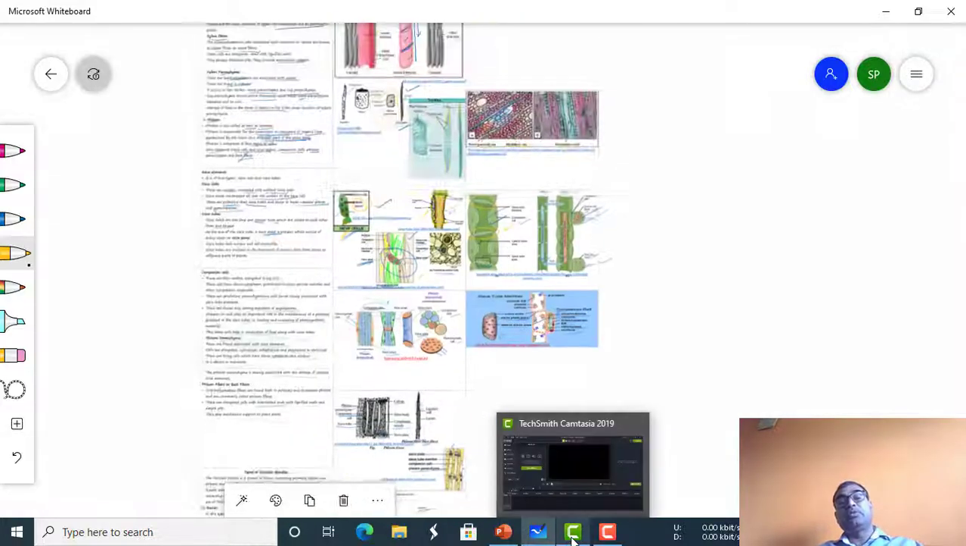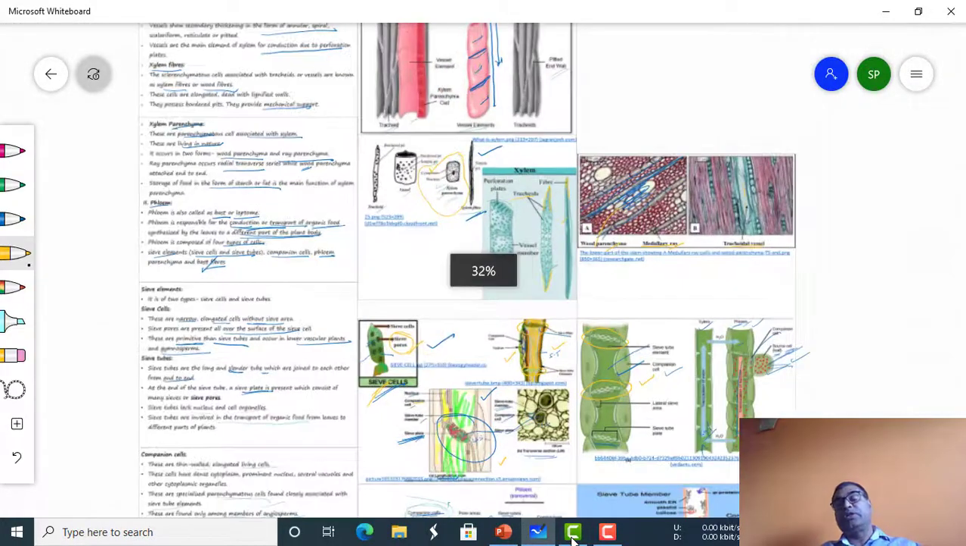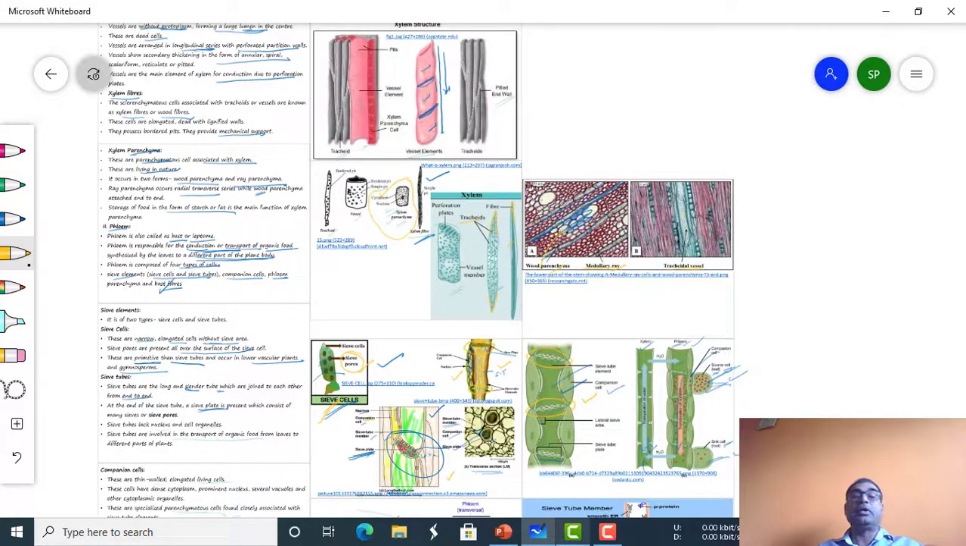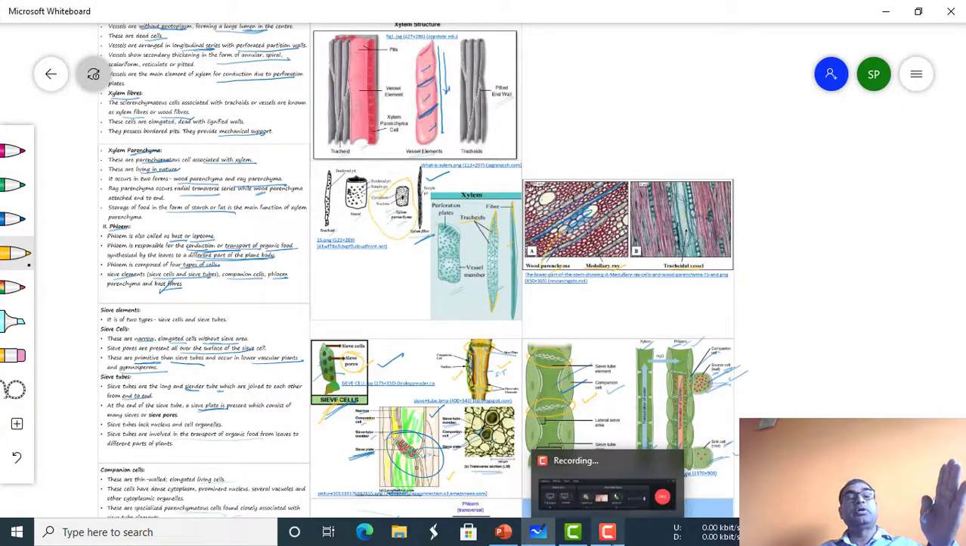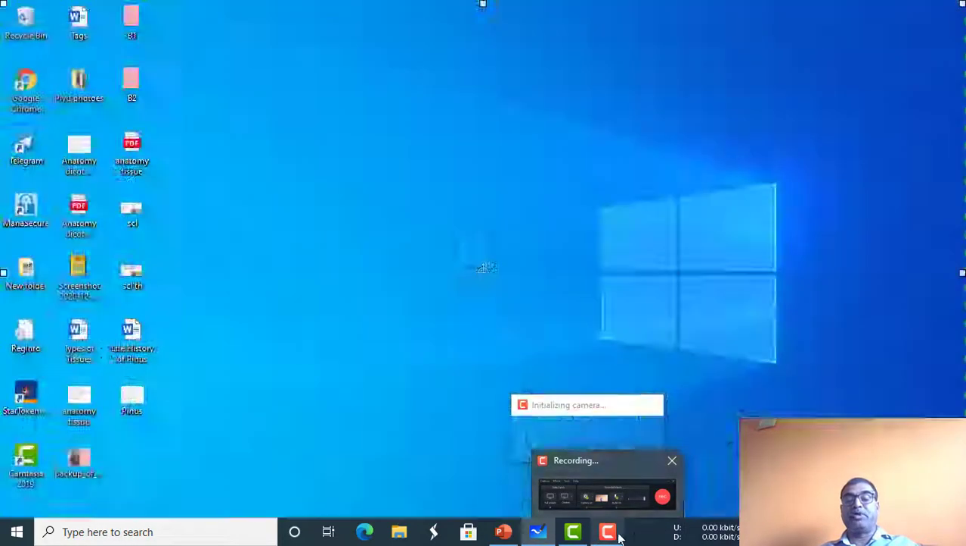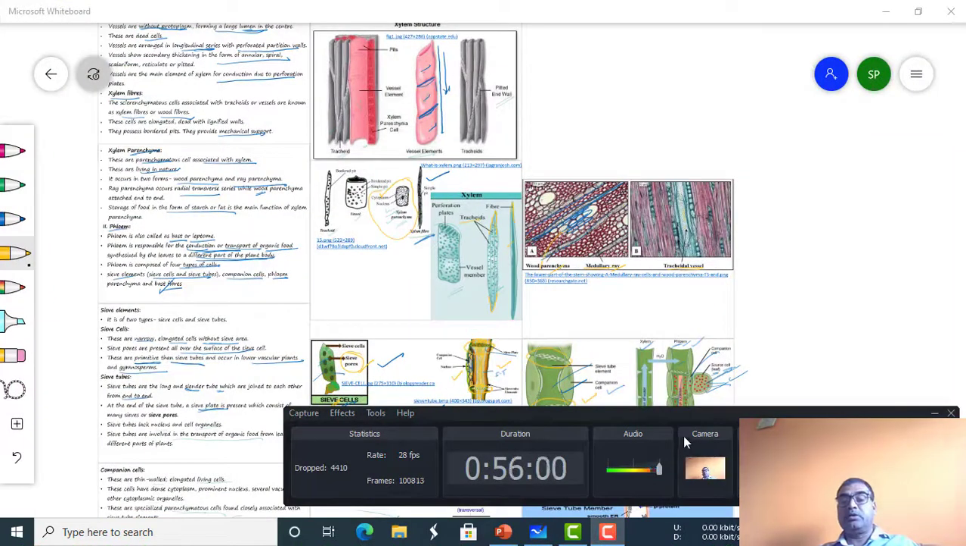So, friends, this is about the complex permanent tissue or vascular tissue. The elements which we have shown today are xylem, phloem as well as types of the cambium. So, this is about today's topic.